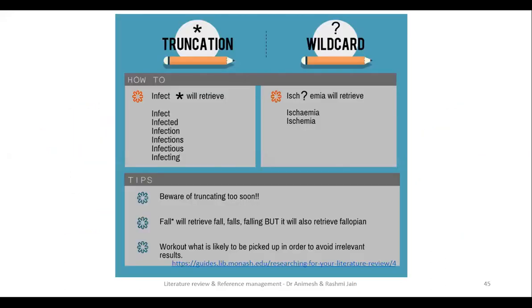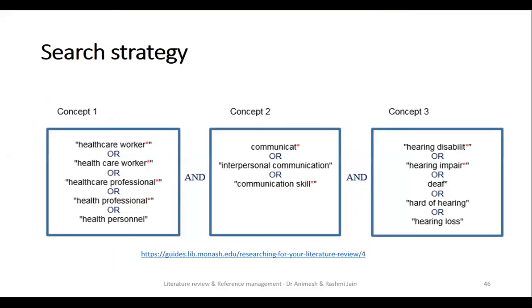Now just to give you again examples. If I'm using truncation, for example, infect with an asterisk or star, it will give me all the things like infect, infected, infection, infections, infectious, infecting, all that. Similarly, when I put a wildcard with a question mark in ischemia, it gives me both the spellings. So this is how we can go for search.